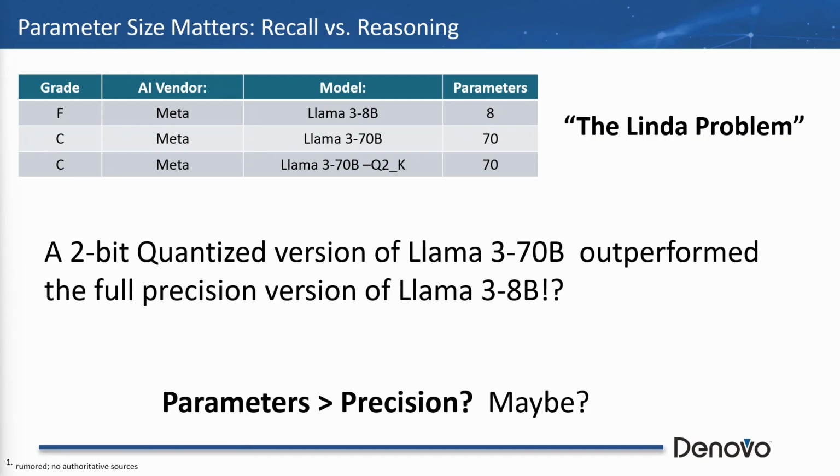The other thing that kind of blew me away with this is the 2-bit quantized version of the 70 billion parameter model outperformed the full precision version of 8 billion parameters, which was not a result I was expecting. So basically, more parameters appears to be far more important than precision. Maybe. We're dealing with very small sample group sizes here. But based on my initial experience, this appears to be the case.